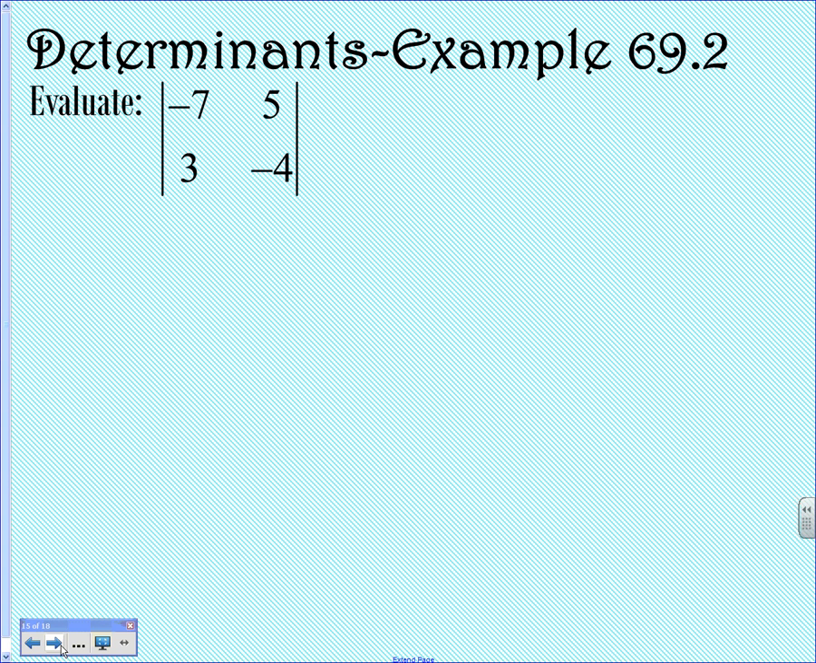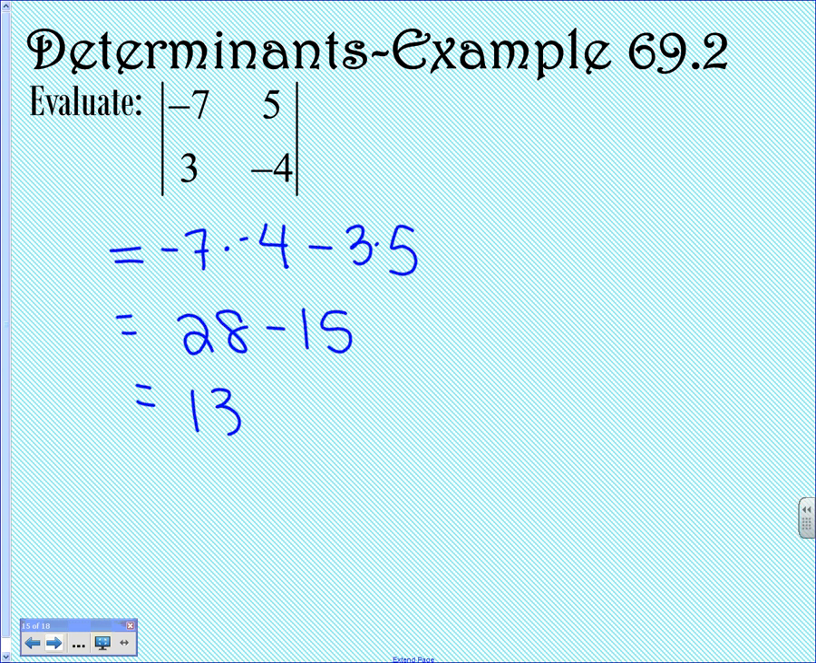Okay. What are we supposed to evaluate on this one? Determinant, because it has a vertical line. So what would we do? Alright. Y'all see how this works?